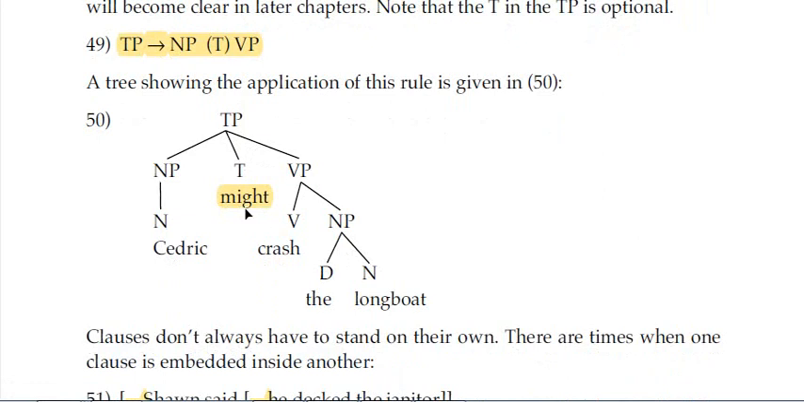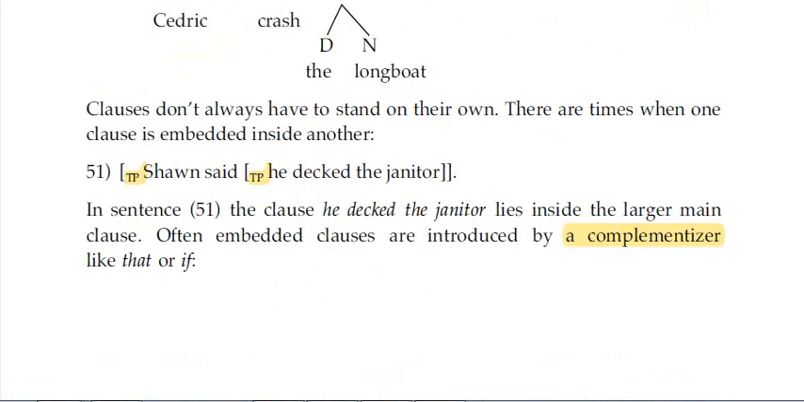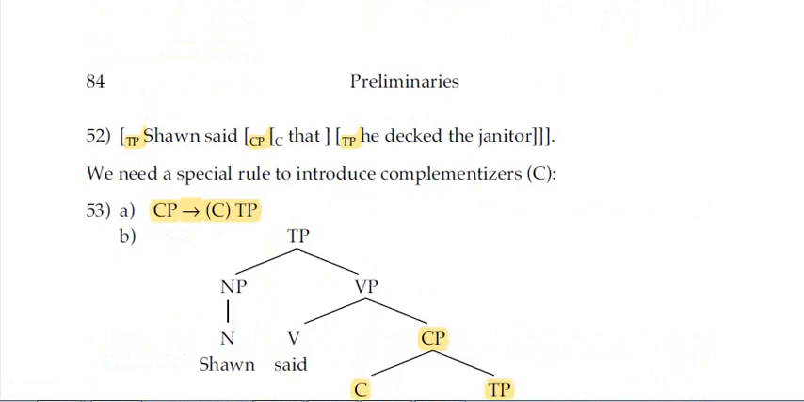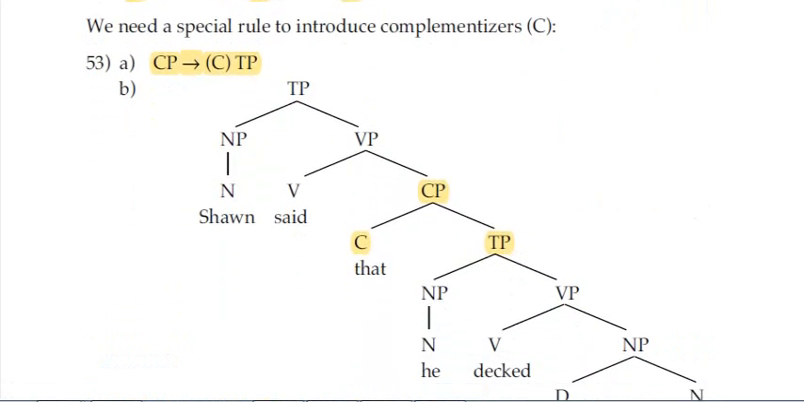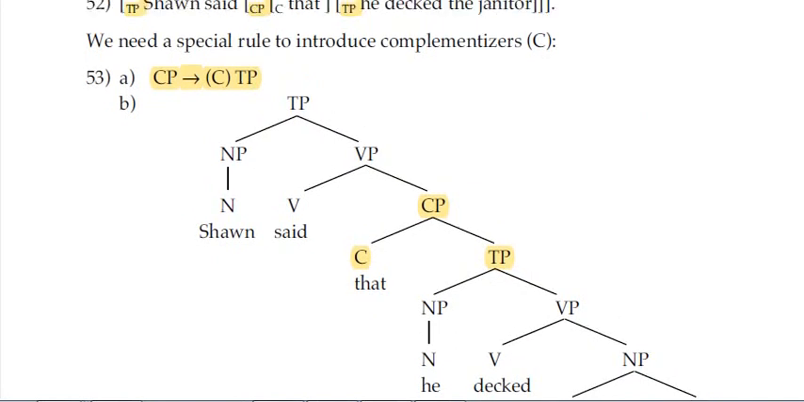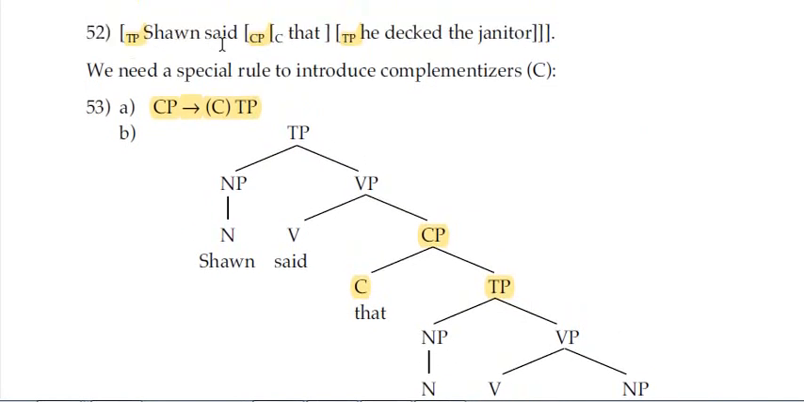So we have a modal as the tense, like this one. Okay, and also we may have complementizer. What is complementizer? Like this one. Yeah. Okay, so we have Sean said that he tagged the janitor. So we have TP, and then inside TP we have TP again. So if we draw the rules, it is CP, complementizer phrase, consists of complementizer and TP.